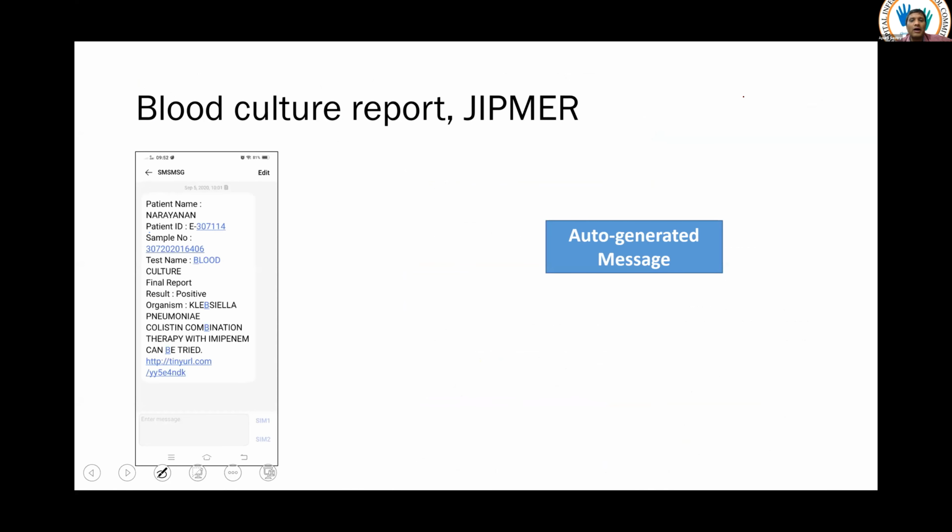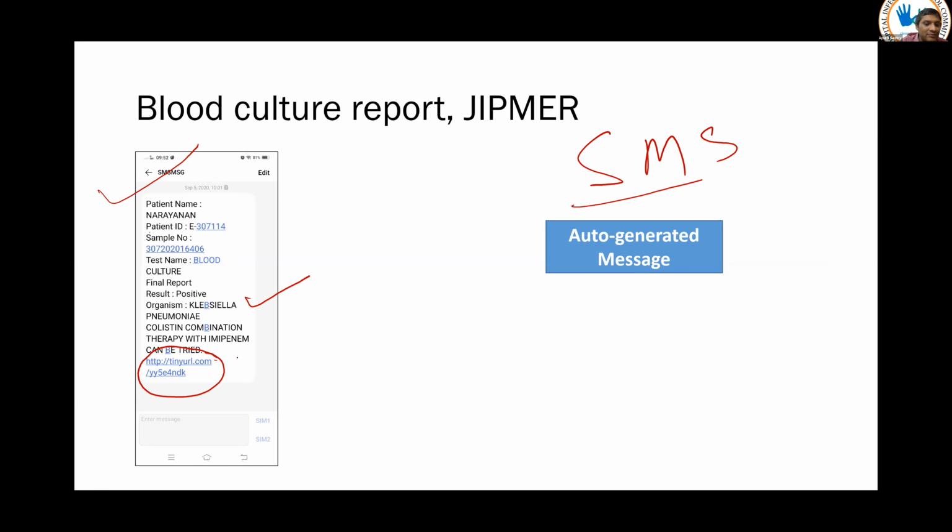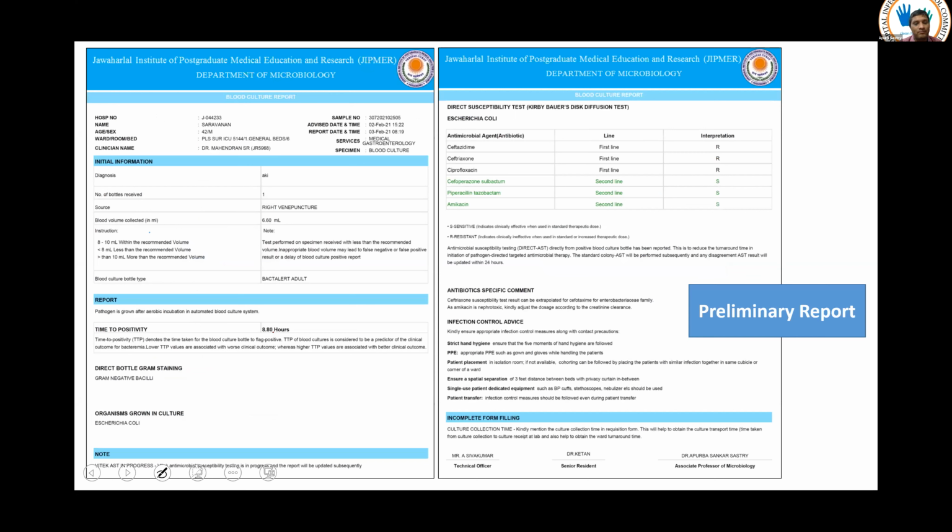Now I will show you our blood culture report, how we give it. When we generate the blood culture report, we send an auto-generated SMS. When we authorize, I repeat, when we authorize, an auto-generated message goes along with the link of the PDF, and a brief comment can also go along with that. When the clinician presses on the link, the PDF will open.